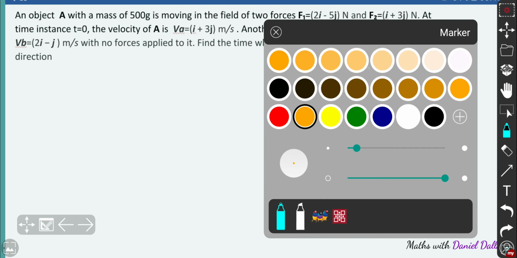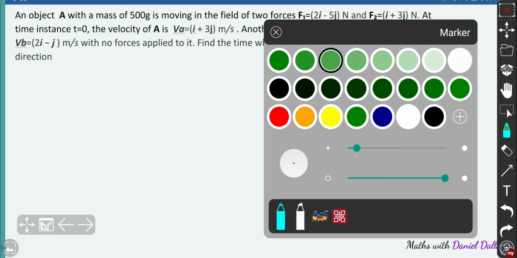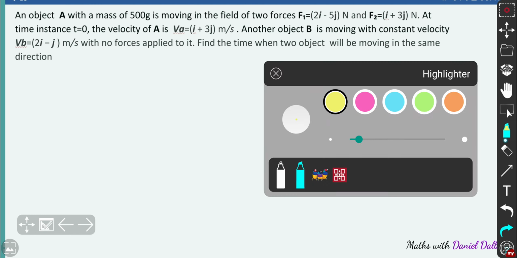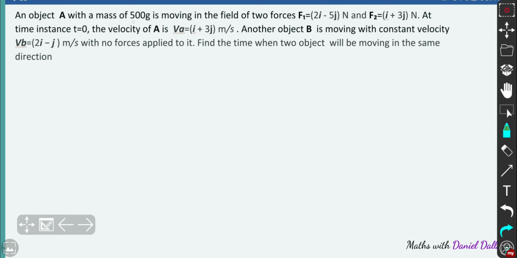As normally, I highlight the phrases that we are interested in. The first one: 500 grams. Make sure you remember that the normal units for the SI system are kilograms. So in this case, normal units are kilograms, and that's why we definitely need to convert.